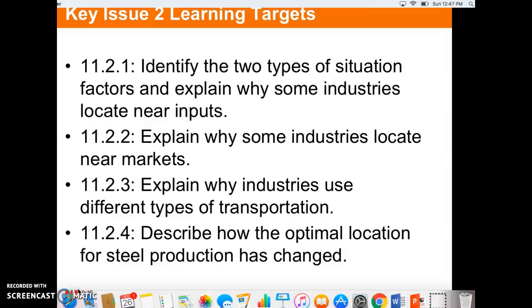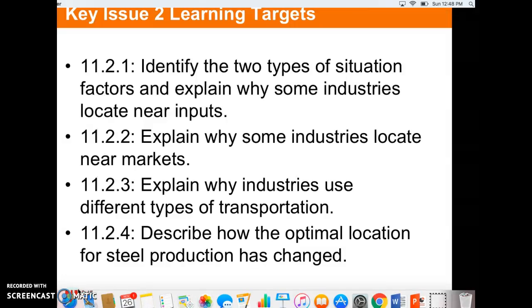Remember, situation is the location of a material relative to something else. So when we're looking at labor for industry, or we're looking at industry in general, you'll be looking at your ability to transport materials to and from something. Are you near a market? Are you near a highway? Are you near a seaport? So remember, situation is relative, while site just describes the characteristics of a location.